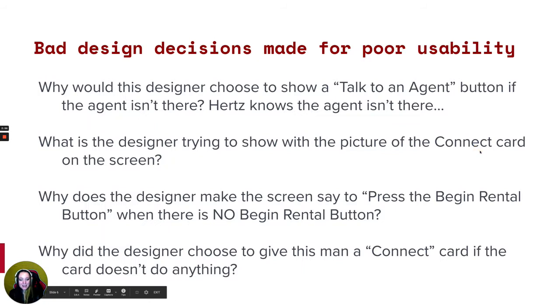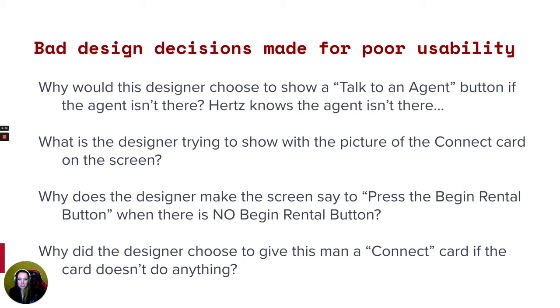So, pretty poor example of usability, right? And the usability of that kiosk is poor because of the bad design decisions that were made. Why, for example, would the designer of this kiosk choose to show a talk to an agent button when the agent isn't there? The system knows the agent isn't there because it tells the user, hey, no one's here right now. Why would it show a button saying talk to an agent if it knows there's no agent to talk to? What is the designer trying to show with the picture of the Connect card in the corner?